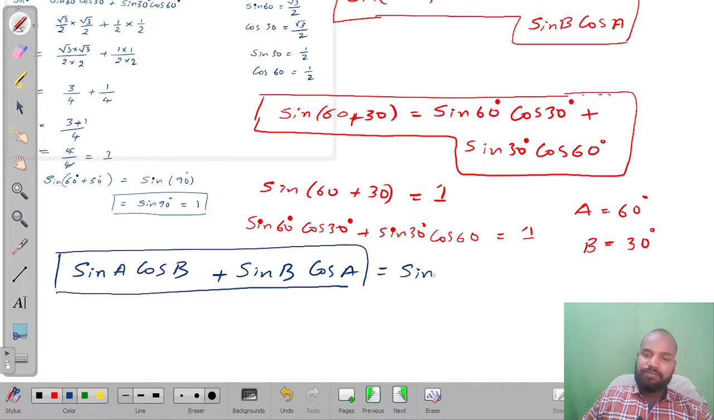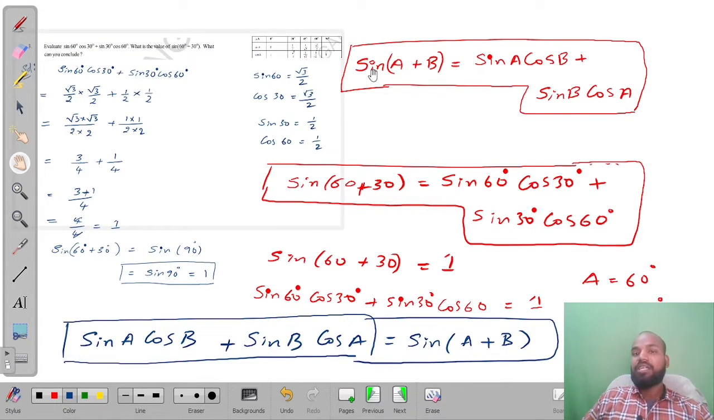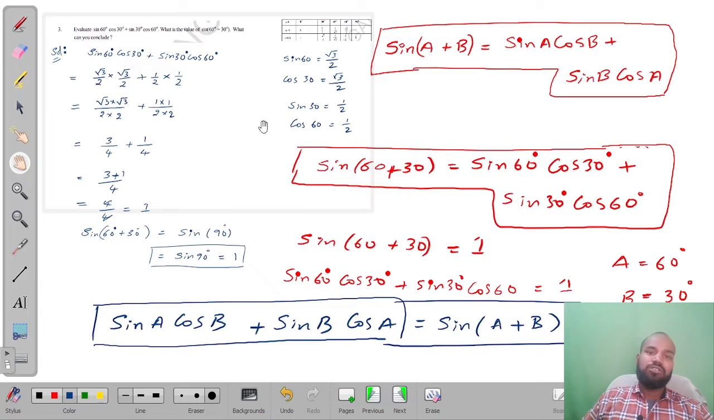Sine of a plus b. A plus b means 60 is equal to a, 30 is equal to b. Yes, both are equal. So we got one identity, that is sine a plus b equals sine a cos b plus sine b cos a. This is understood by this problem. Yes or no? What can we conclude? We can conclude that sine a plus b equals sine a cos b plus sine b cos a. This is the solution for this problem.